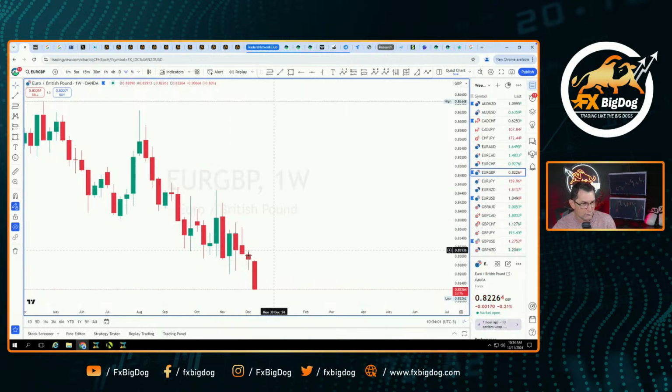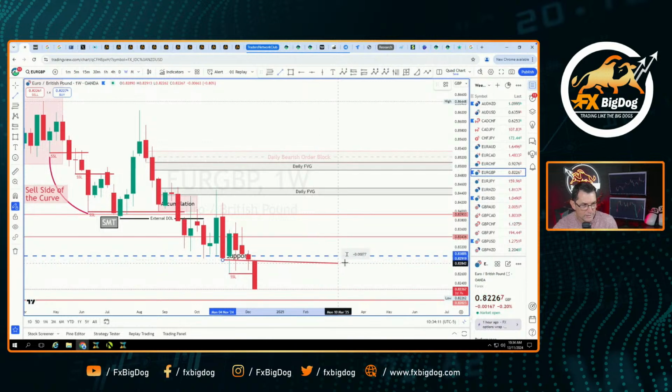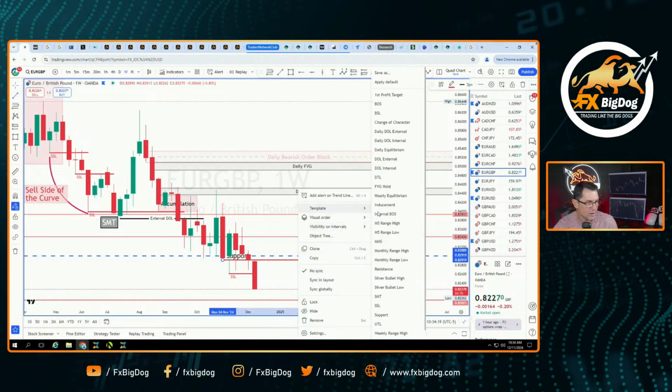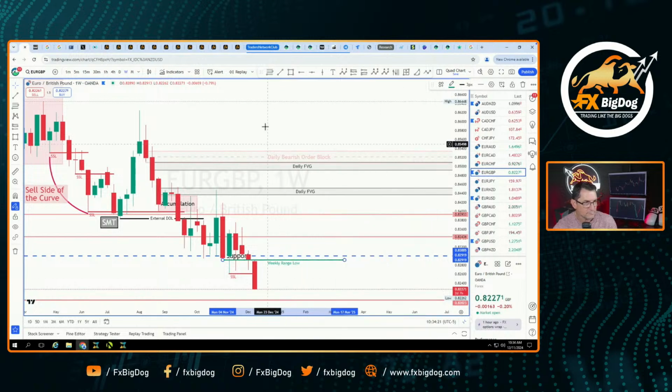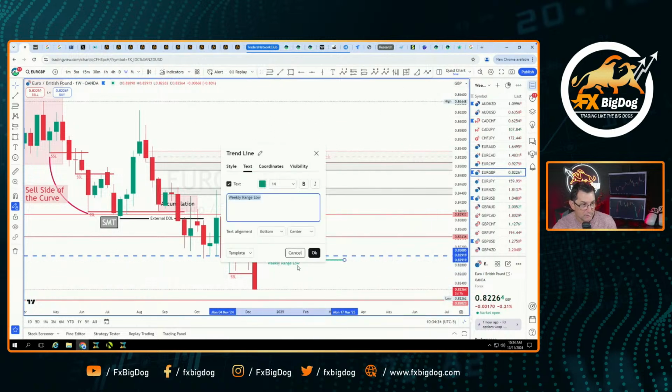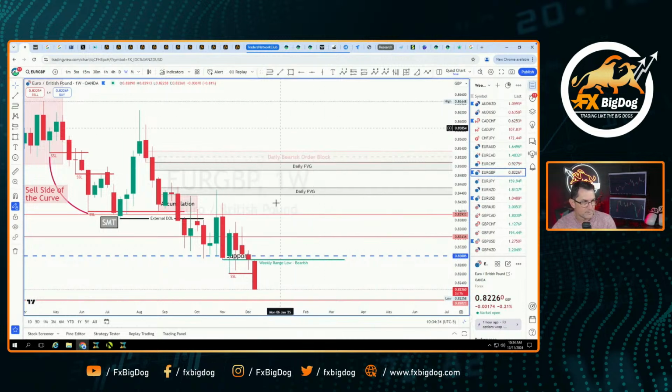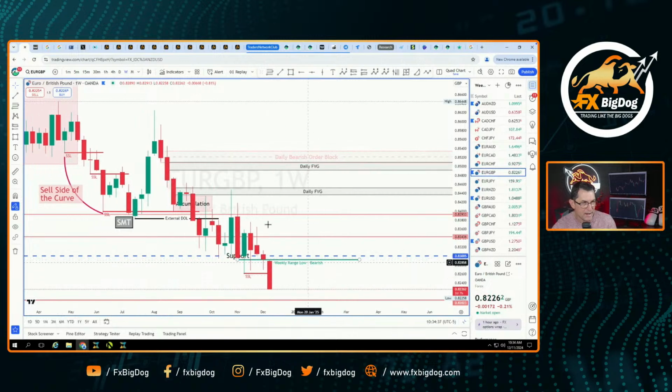So this is the thing we need to look for right here. And this is, even though we're going to be bearish, right? This low right here is what we want to see price above. And this is going to be my weekly low range. So I'm going to mark that off. And this is going to be bearish. So mark it off. Right. So there's my weekly bias.